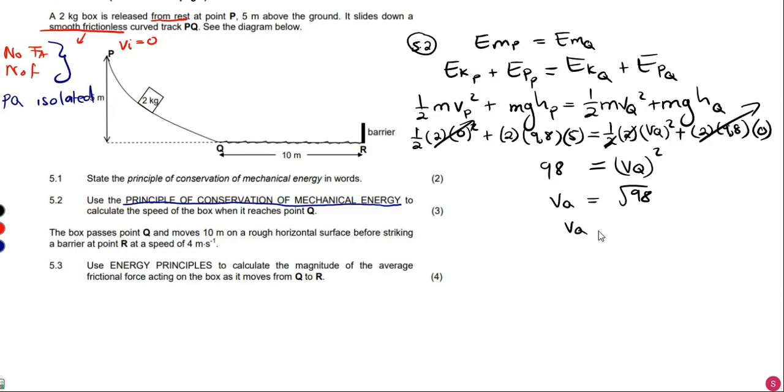So VQ is equal to 9,90 meters per second, and then it's moving to the right. Remember, velocity is a vector, it has both magnitude and direction.